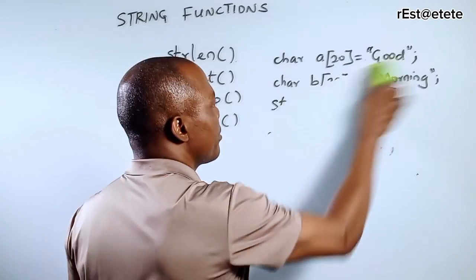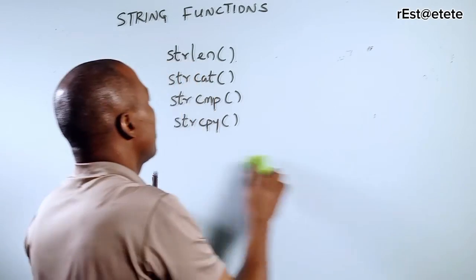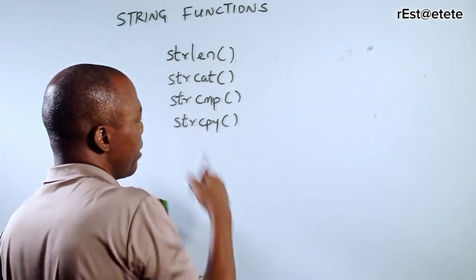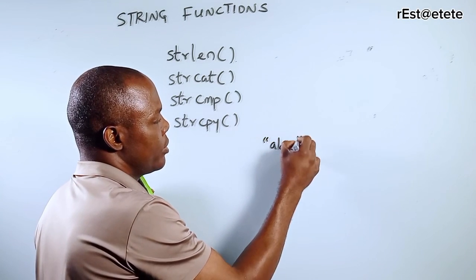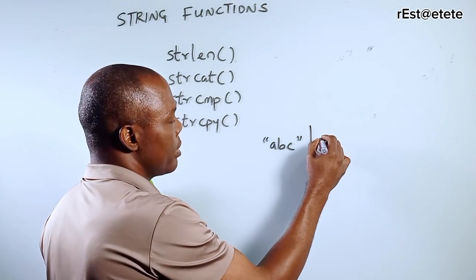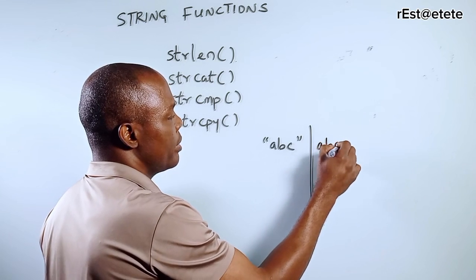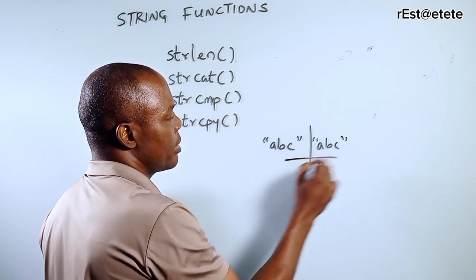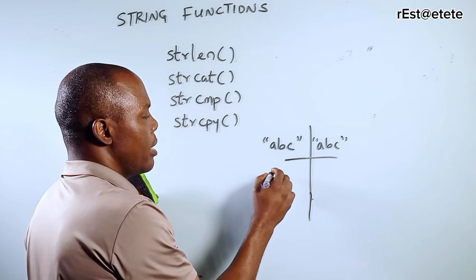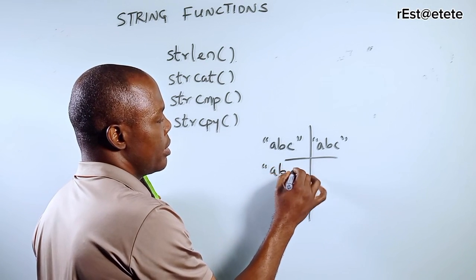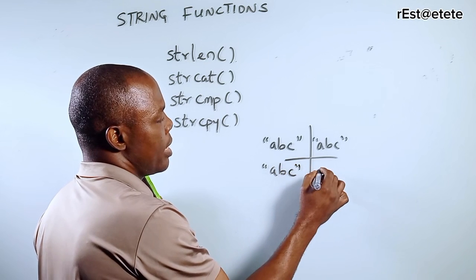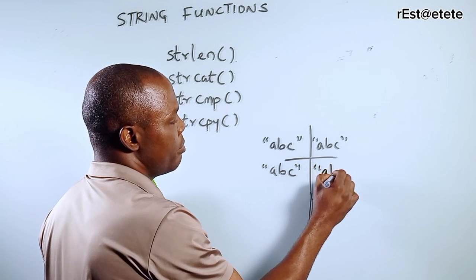Then string compare. This string compare. Let's say I have A, B, C. This is a string. Then I have another one, A, B, C. This is another string, right? Then I have A, B, C, and then I have A, B, D.